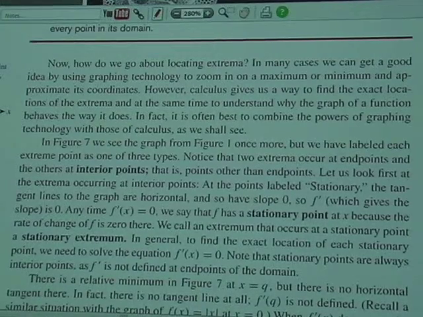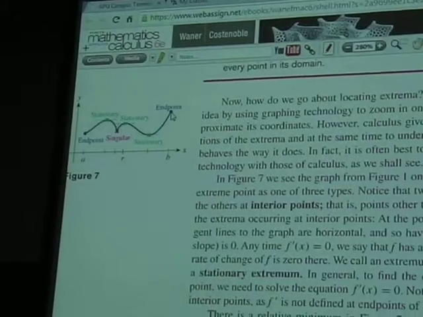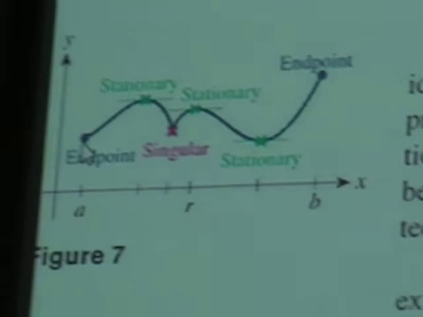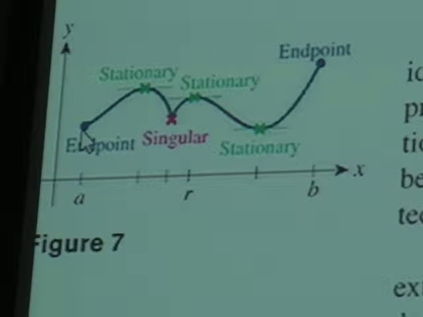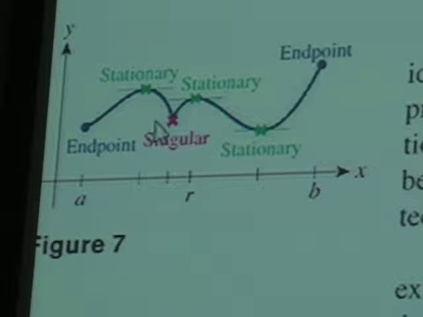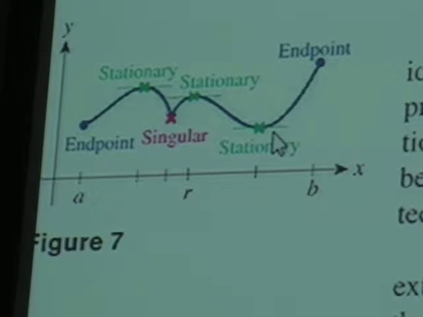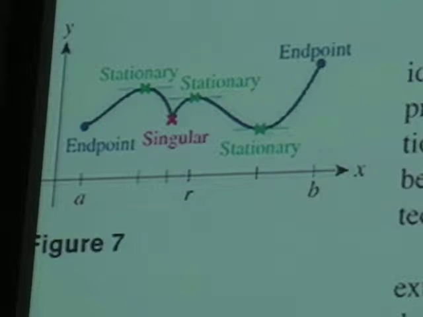So they're saying this is an extreme value. It's like the highest value, right? And this they're also saying is an extreme value. It's the lowest, but I guess these are all the same height. Is that right? Yeah. And the other extreme values are where? 1, 2, 3, 4. Those are at interior points, that is, points other than endpoints. Let us look first at the extrema occurring at interior points. This one, this one, this one, and this one.